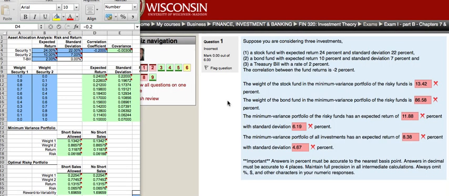This is Exam 1, Part B, Question 1. So for this part of my explanation, I'll be going over what the correct answer is.